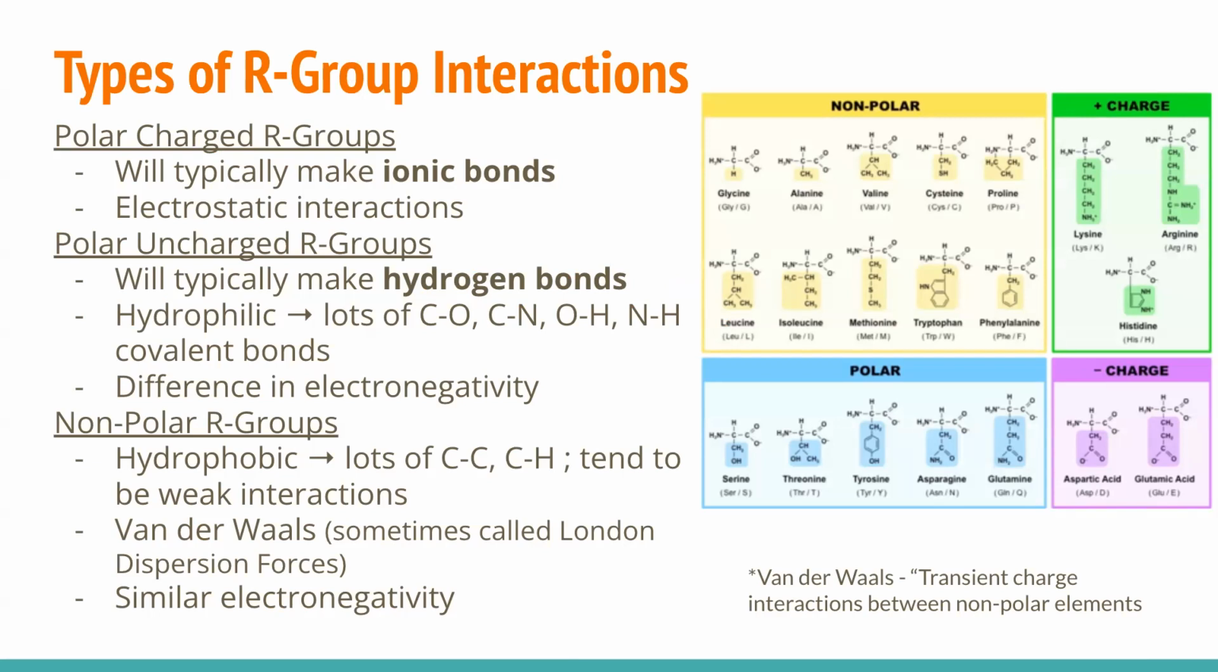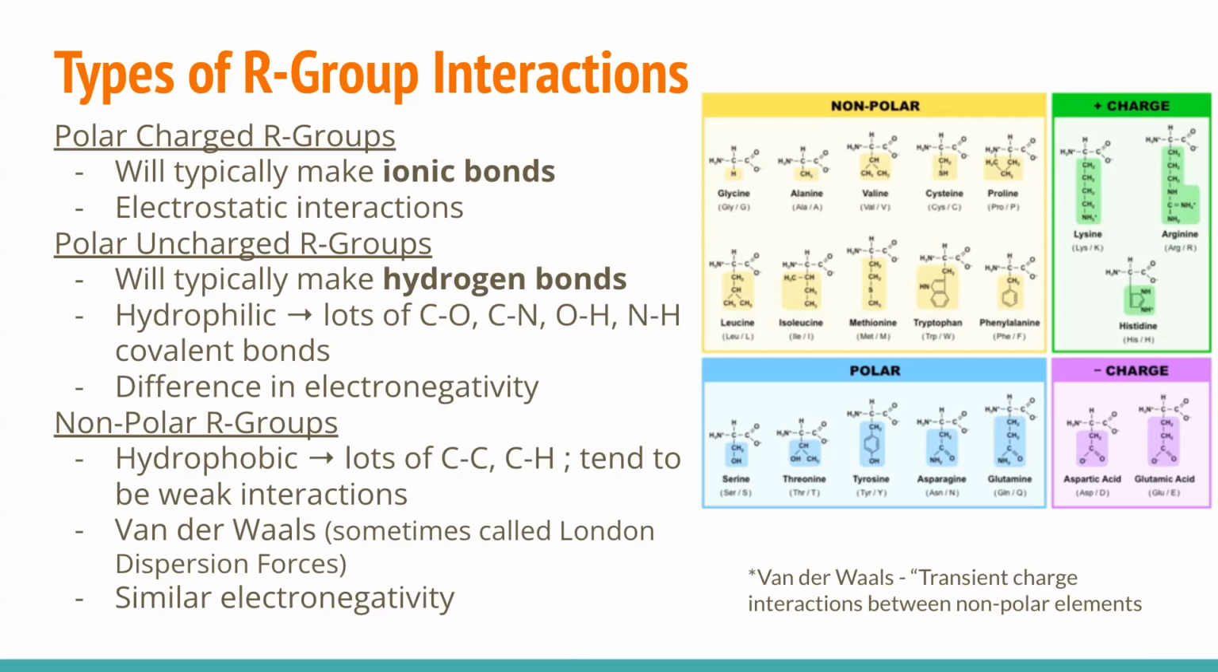When I took this class, I would find an empty whiteboard and write down polar charged, polar uncharged, non-polar, and then write the bonds they'd make. I don't know if that's a strategy anybody wants, but polar charged R groups are going to make those ionic bonds that we were talking about earlier. Positive charges interact with negative charges and form ionic bonds, which are stronger than ion-dipole bonds.